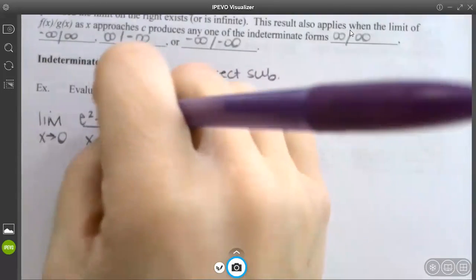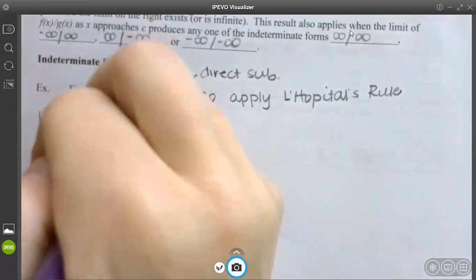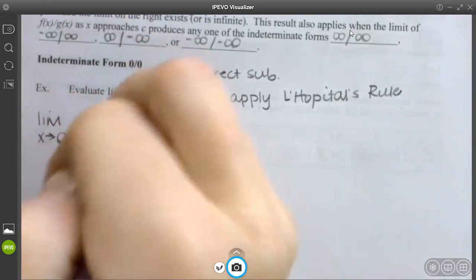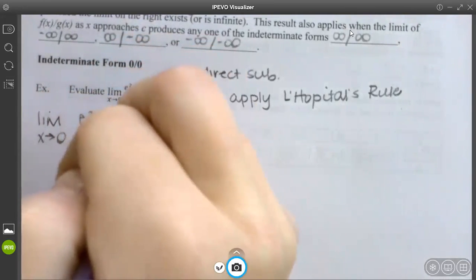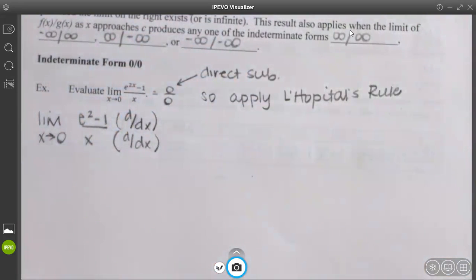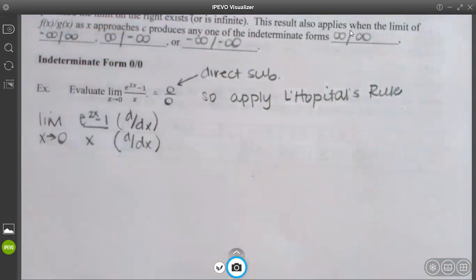And then take the derivative of both the top and the bottom. Yep, sorry. That's what happens when you talk.